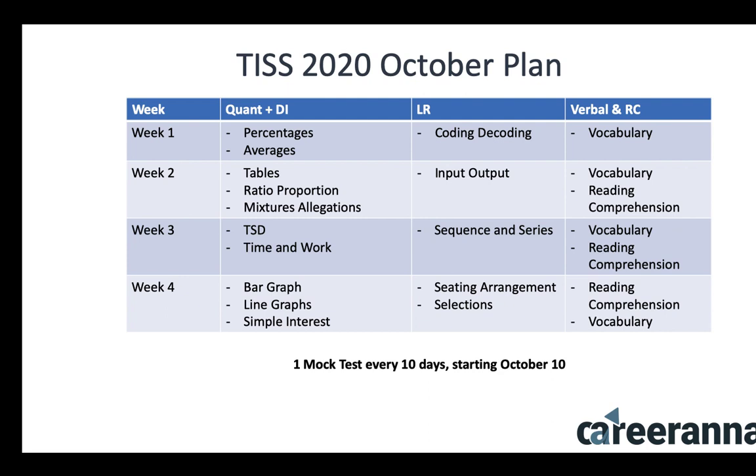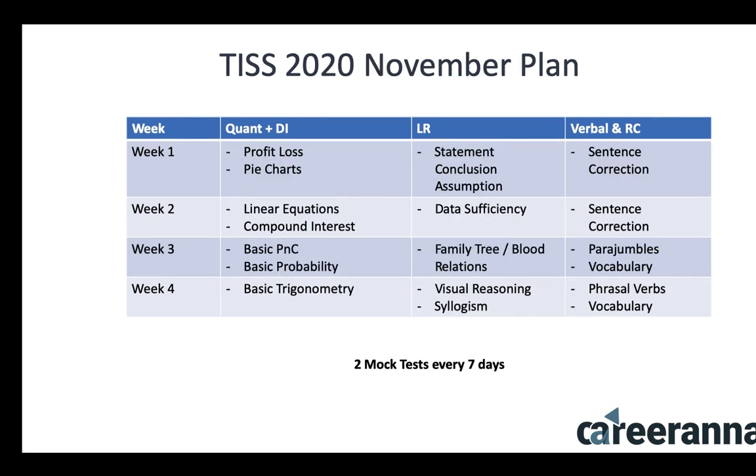Now that's how your October plan should look in case you are aiming to get into TISS as one of your major targets this year. Moving to November plan, week 1, you should be doing profit and loss, pie charts, LR, statement assumption conclusion questions, and in verbal RC, you should move on to sentence correction.